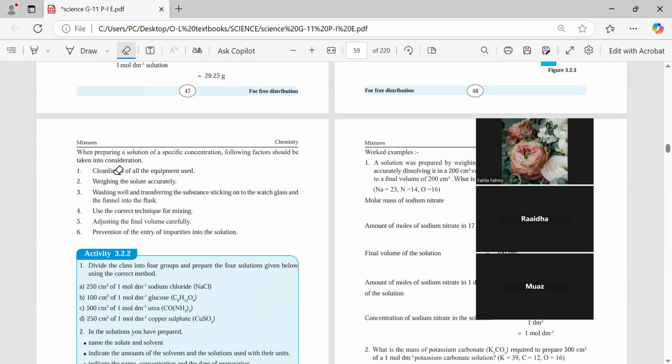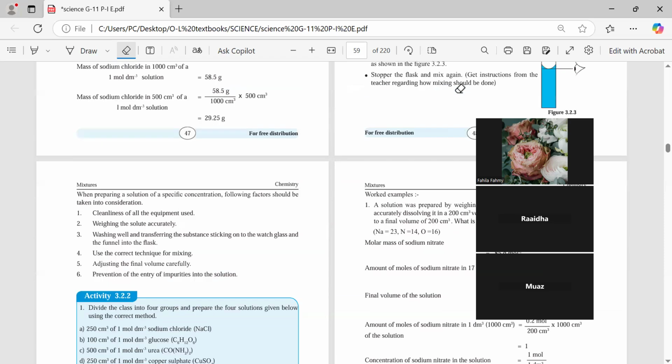Cleanliness of the equipment, weighing the solute accurately. If you're not going to measure it properly, the concentration is wrong, right? And washing well and transferring the substance sticking on the watch glass, so you have to make sure that everything gets washed into the flask, right? The correct technique for mixing. You don't mix it in a way that, like we open up a champagne bottle, like what people do, right? You don't want things to come out. Adjusting the final volume correctly and carefully.